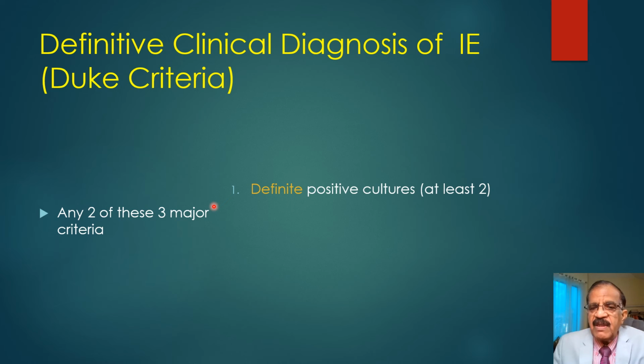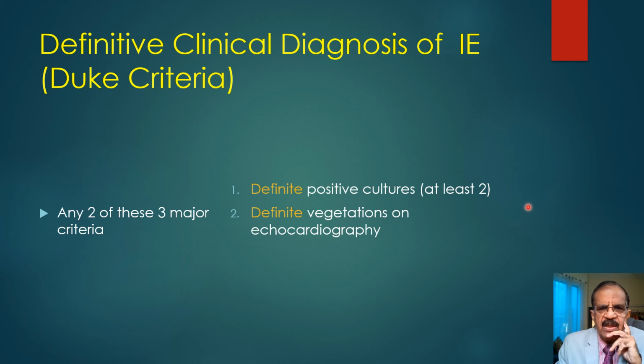Because positive culture may be due to commensals, the skin commensal. So we need at least 2 blood cultures which identify the same organism, and that organism we know is or can cause endocarditis. So there has to be some plausibility. Okay, so 2 different cultures should be positive, and only then we say that blood culture is definitively indicative of endocarditis. And then definitive vegetation on echocardiography.